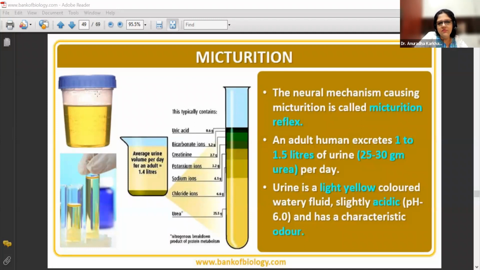See, you must have seen urine collection, and you may have done it too, for some reason, sometimes in your life. This is the analysis. Average urine volume per day for adults is around 1.4 to 1.5 liters. And when you centrifuge the urine, this is the way you get the different layers. So you get uric acid, bicarbonate ions, creatinine, potassium ions, sodium ions, chloride ions, urea. Okay. Like blood testing, this is our urine testing. This particular thing is seen after the centrifugation of urine. Okay.